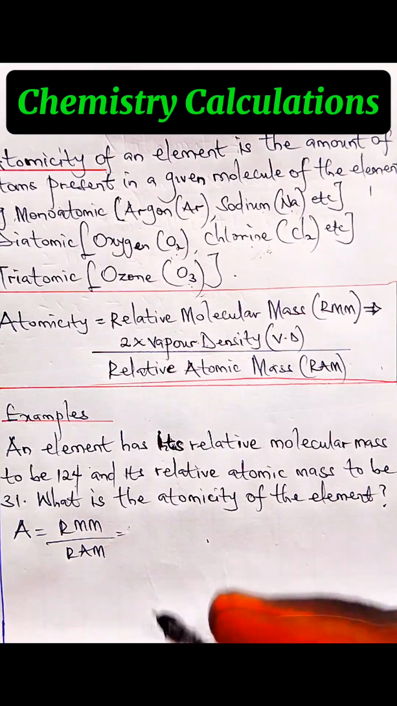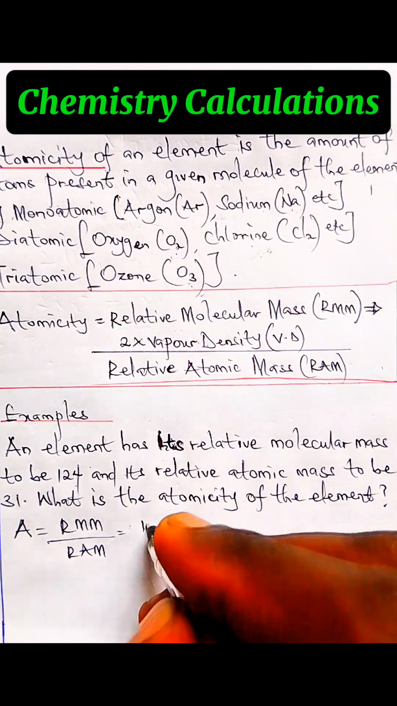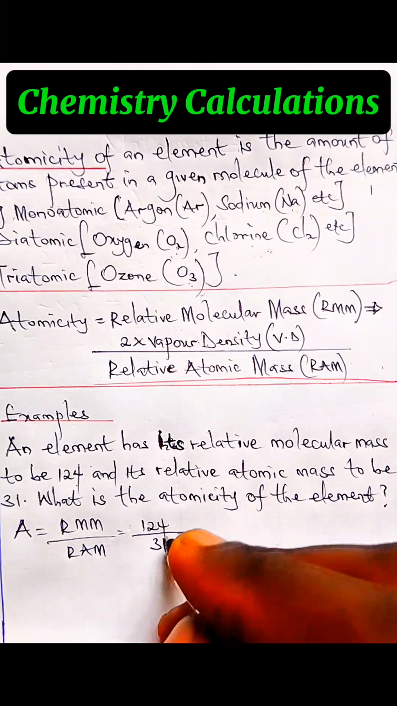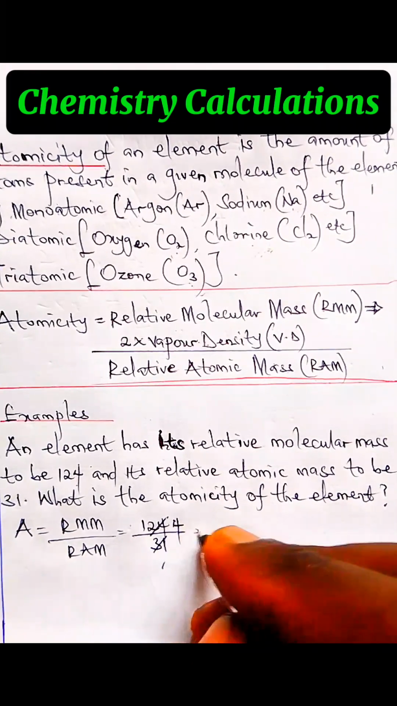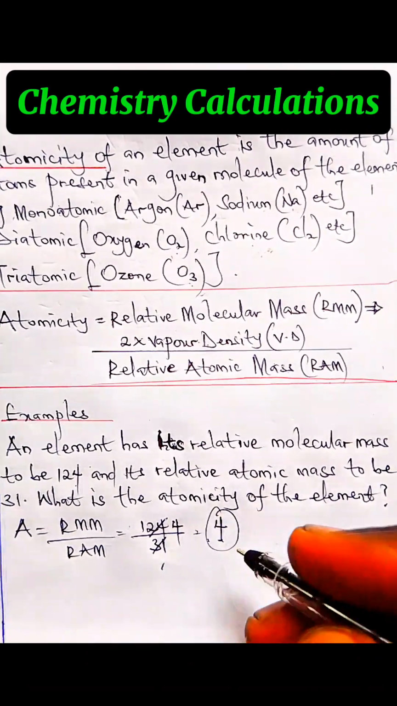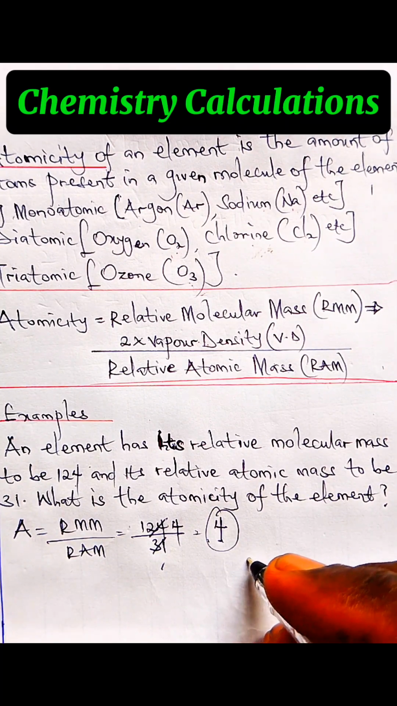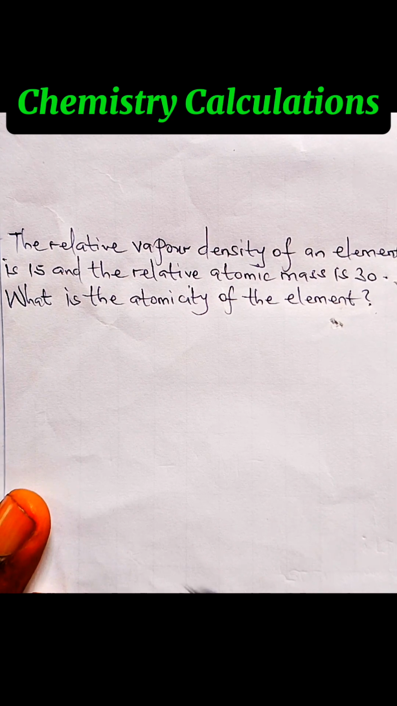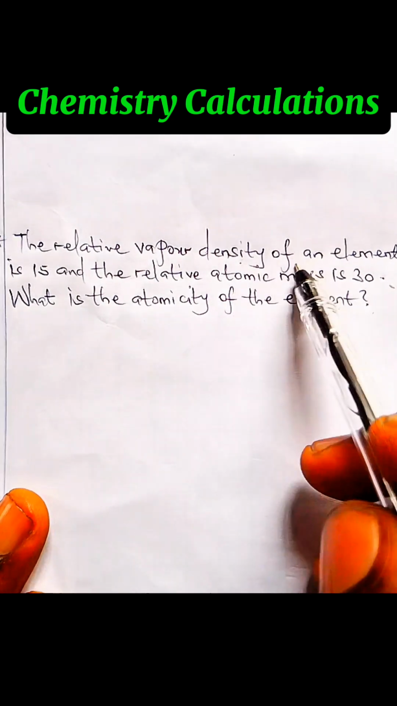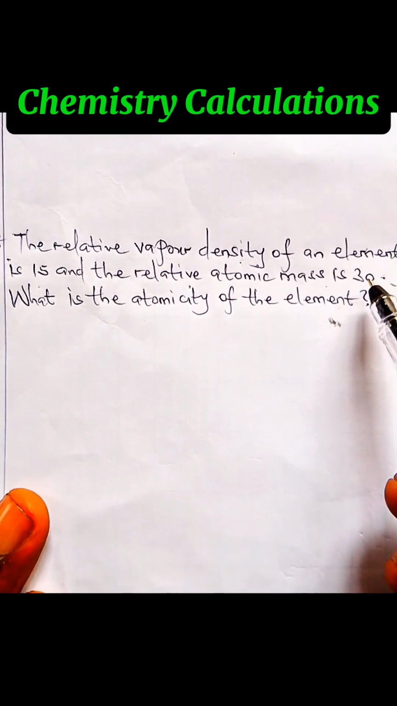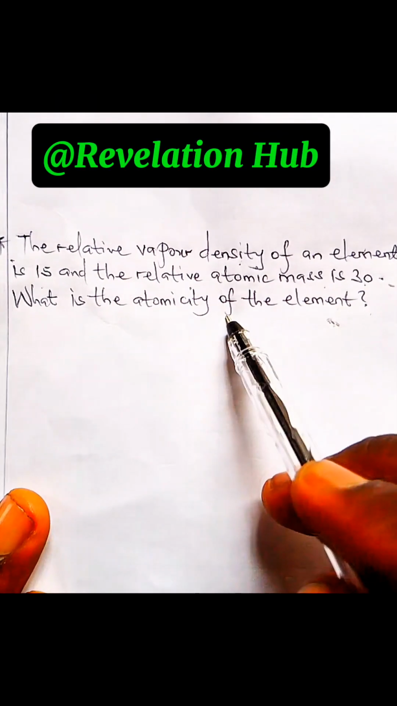So what's atomicity? Atomicity is simply, very simple and direct, 124 divided by 31. Now 31 times 1, 31 times 4. So the atomicity of this very element is 4. It means this very element has 4 atoms. Now here's another question. Question 2. The relative vapor density of an element is 15 and the relative atomic mass is 30. What is the atomicity of the element?